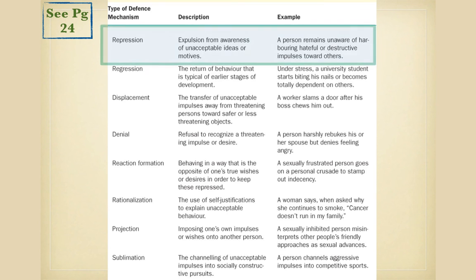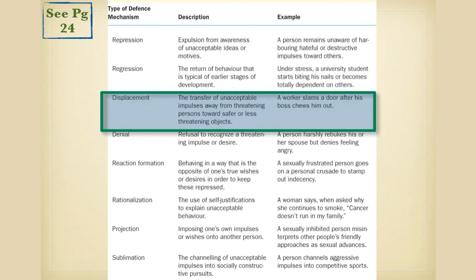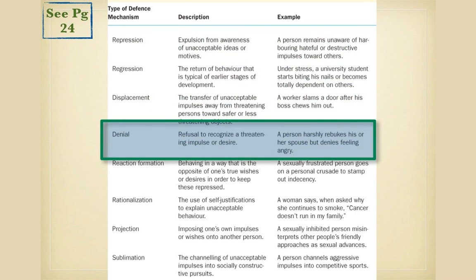So for example, you can look at repression as an example, and what it does is it expunges from your current awareness any unacceptable ideas or motives. If something occurred in your background that is not healthy or good for you, then repression would keep it from your awareness. A person remains unaware of harboring hateful or destructive impulses towards others. Denial, refusal to recognize a threatening impulse or desire. A person who harshly rebukes his or her spouse but denies feeling angry. You're angry. No, I'm not. That sort of denial. It's a defense mechanism in order to cope.